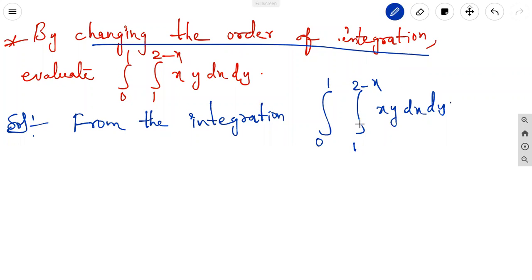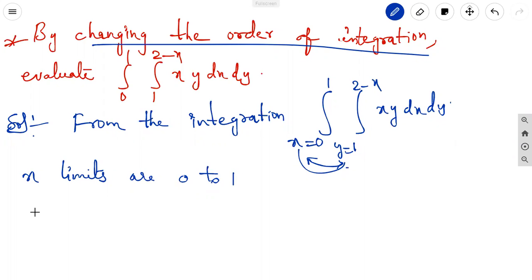Here, this is a function of x, which means the y limits are from 1 to 2 minus x, and the x limits are from 0 to 1. Now, changing the order of the integration means the x and y variables are interchanged and the limits interchange. From the given integration, the x limits are 0 to 1, and the y limits are 1 to 2 minus x.